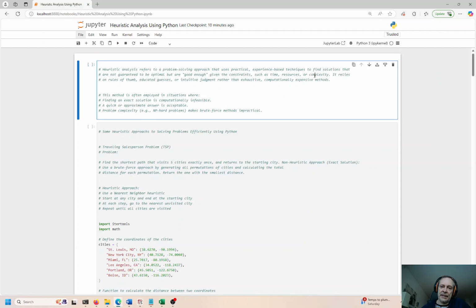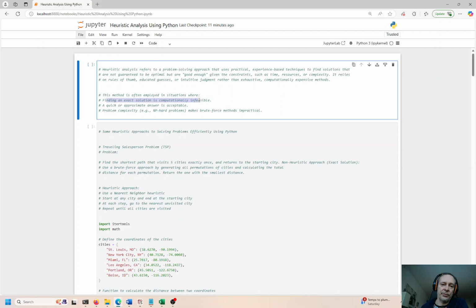But if you want a very close approximation for a solution that's good enough, then you should consider using heuristics, because in many cases these are magnitudes faster than a brute force approach to solving the same problem. Okay, so this method is used in many situations, especially when an exact solution is not feasible due to time constraints or computational resource constraints.